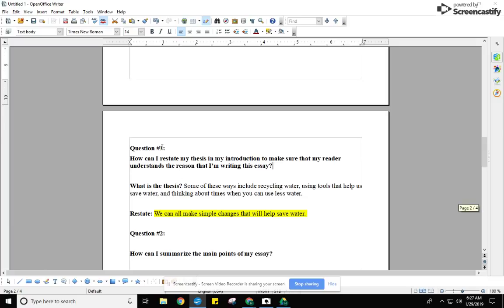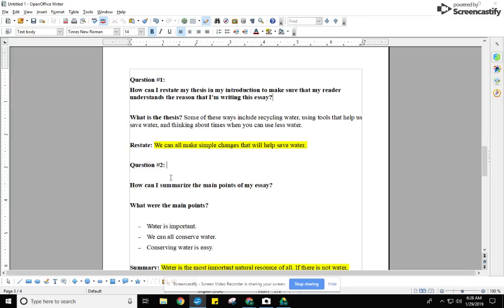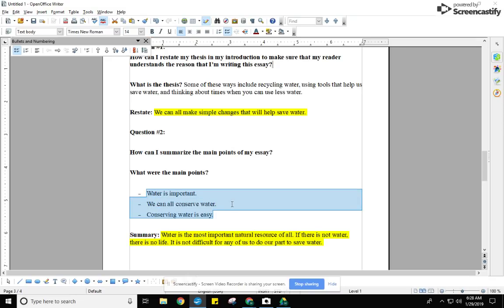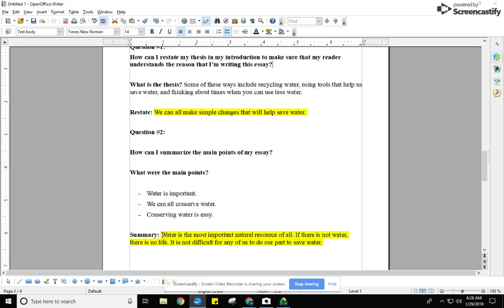Question number two is down here. How can I summarize the main points of my essay? Well, the main points were really in the body paragraphs, so we're going to see what those body paragraphs said. Basically, it talked about how water is important, we can all conserve water, and conserving water is easy. I wrote a summary like this down here, just to sum all that up.